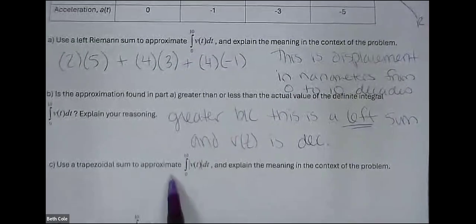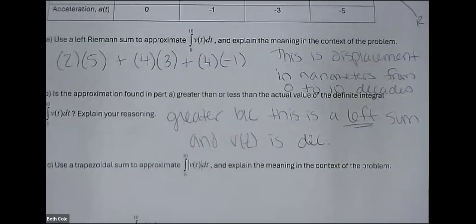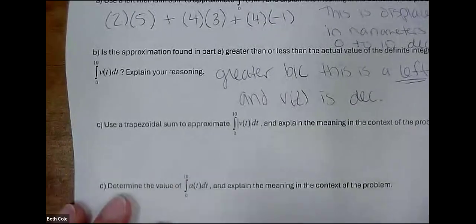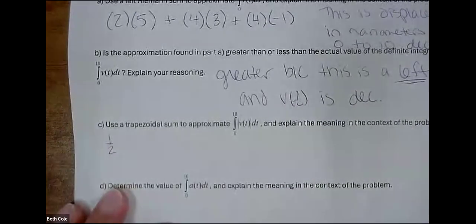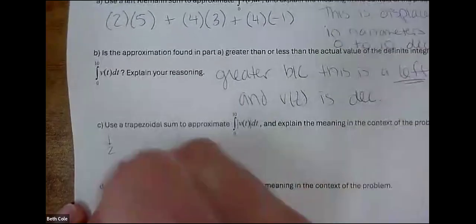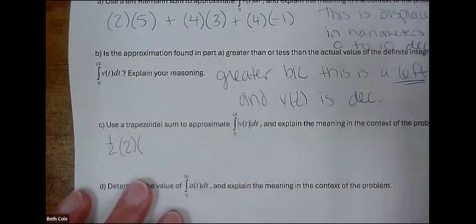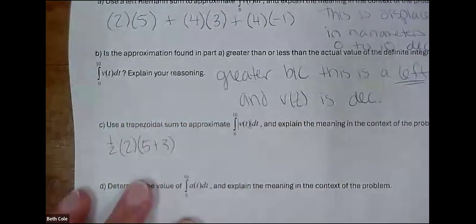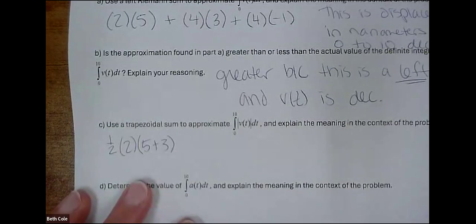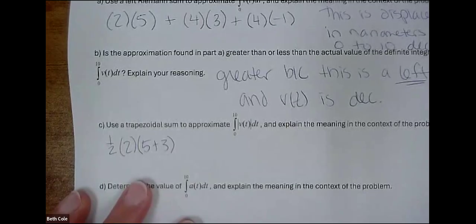All right, use a trapezoidal sum to approximate this thing. Let's see who remembers how to do a trapezoid. What's first in the formula? Good, a half. What's the length of your first subinterval? 2. And then you add the bases together. We're still using velocity. So 5 plus 3. Nice. Now we're just going to do it again. A bracket and a parenthesis are really the same thing, so it's up to you, it's personal preference.